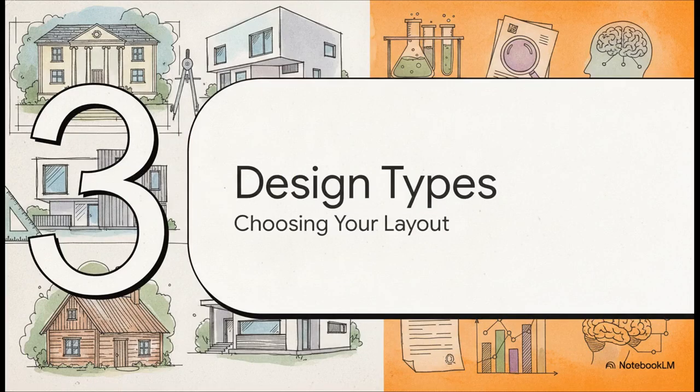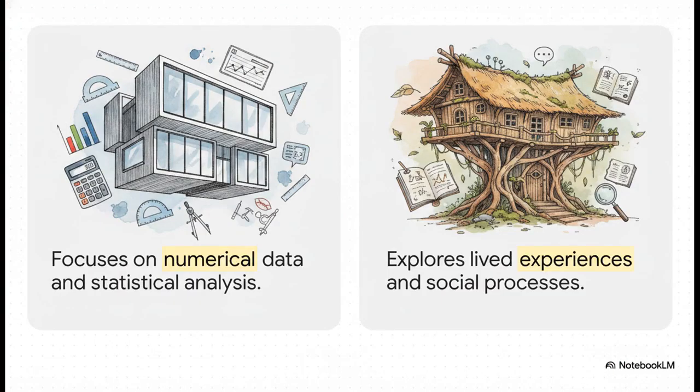Okay, Section 3, choosing your design type. Just as architects design completely different styles of houses for different environments and client needs, researchers must choose a specific design type based on the unique problem they are trying to solve. Before picking a specific layout, you have to decide on your overarching approach, quantitative or qualitative.